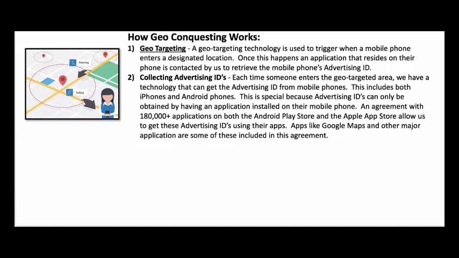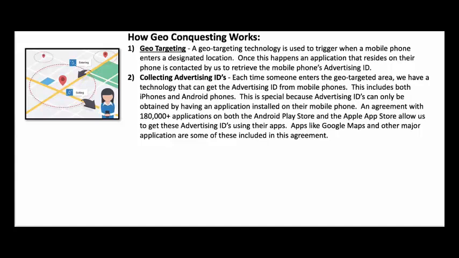It's special because advertising IDs can only be obtained by having an application installed on their mobile phone. The good news is we don't have to put that app there. We can use an app that's already on there. An agreement with 180,000 plus applications on the Android Play Store and the Apple App Store allows us to get these advertising IDs using their apps. Apps like Google Maps and other major applications are some of those included in the agreement.